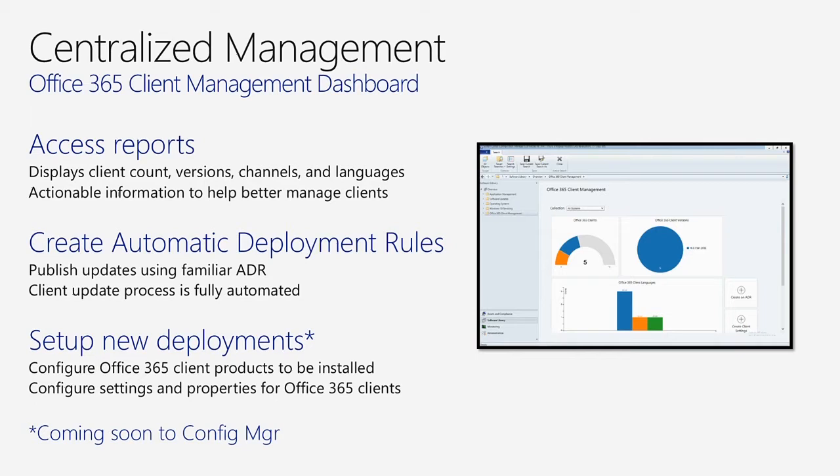So access reports. What displays your client count, versions, channels, and languages, which lets you better manage clients. So maybe you think that, let's say you made both FRDC and deferred channel available in the software catalog, and you left it up to people to install either one. Or maybe let's even say current channel and deferred channel. You left it up to them to install. Well, you can use this and see, okay, how many people went for current channel and how many people went for deferred channel.